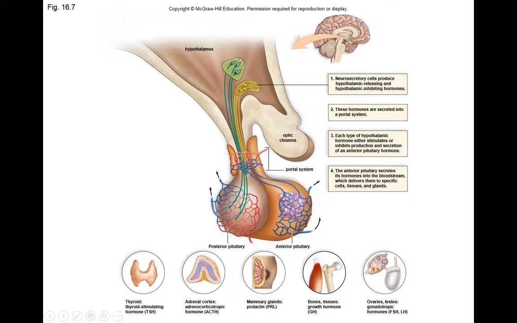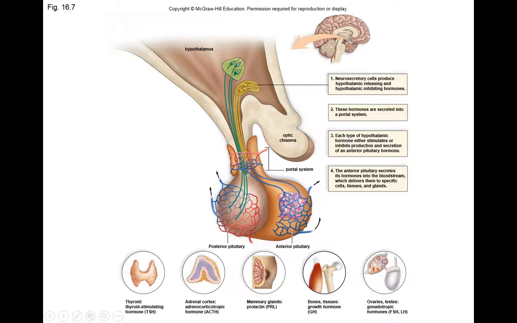Growth hormone acts on bone and muscle and connective tissue and promotes growth of the body, and also plays a role in metabolism. And then we have FSH and LH from the anterior pituitary that act on the ovaries and the testes. So this is the ovary, this is the testes. So the hormones from the anterior pituitary gland are TSH, ACTH, PRL, which stands for prolactin, GH, which stands for growth hormone, FSH, which stands for follicle stimulating hormone, and LH, which stands for luteinizing hormone.